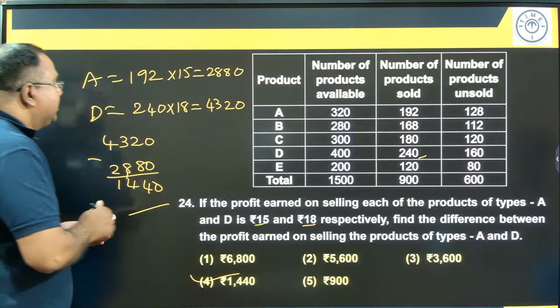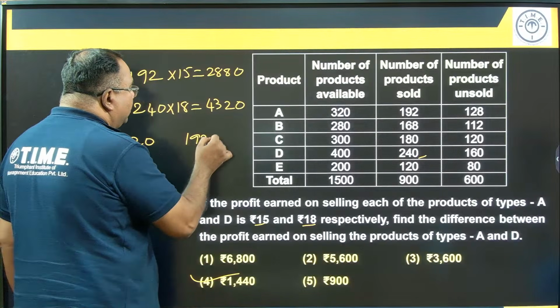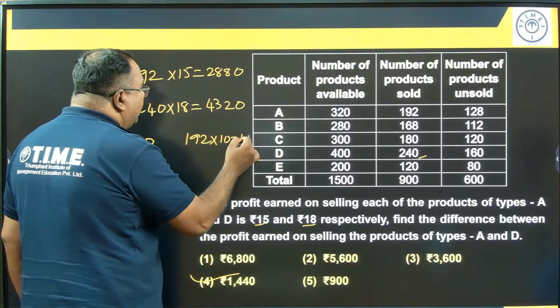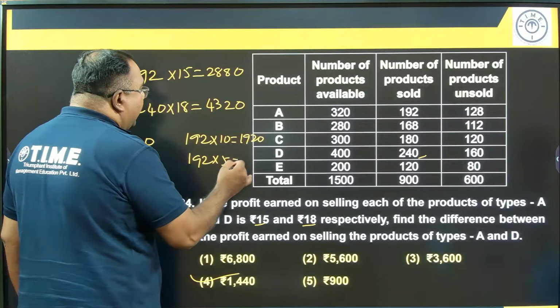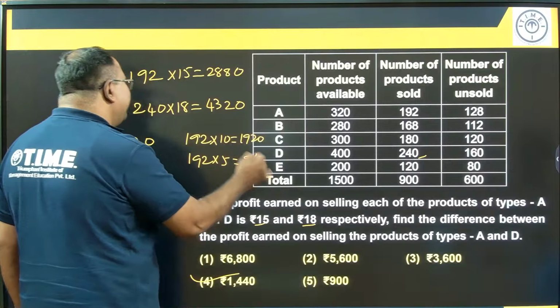Or you do this. 192 into 10 you do. 1920. 192 into 5 you do. Half of this. 960. Anyways, you can do.